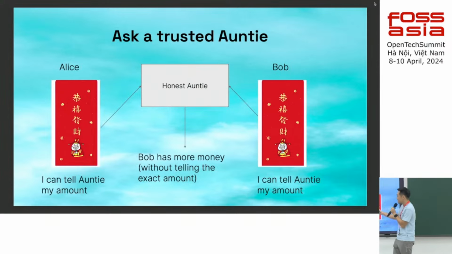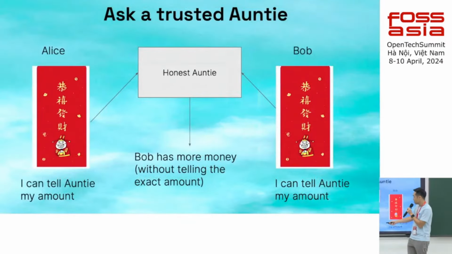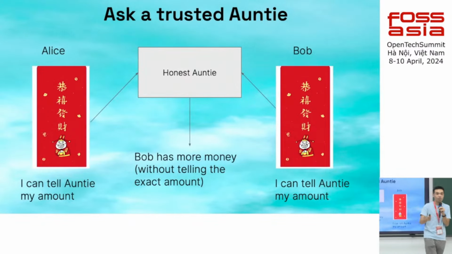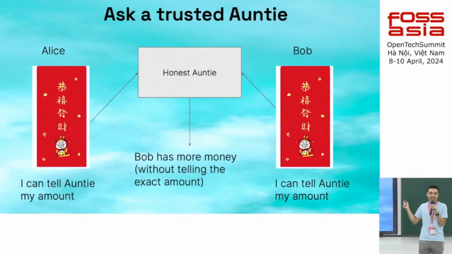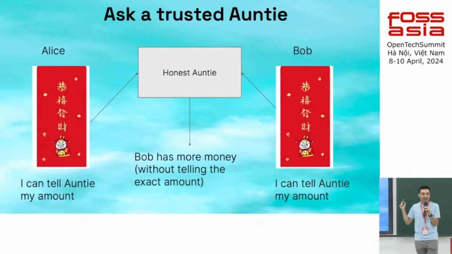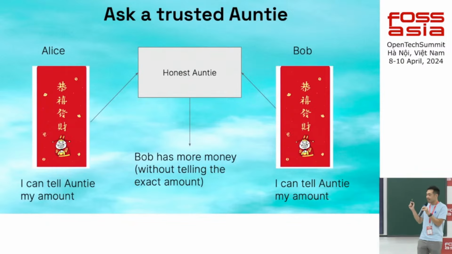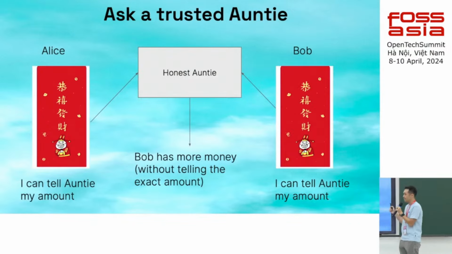Thì giả sử như lúc này bà dì này, sau khi bà có đủ thông tin rồi, bà sẽ nói là Bob có nhiều tiền hơn, mà không nói cụ thể là Bob có bao nhiêu và Alice có bao nhiêu. Được chưa? Thì đây rõ ràng là một lời giải mà hai đứa nhỏ này rất cần, đúng không? Thì mình nhìn thấy cái bối cảnh này, nó rất giống với những gì đang diễn ra trong cuộc sống hàng ngày của mình, đúng không?